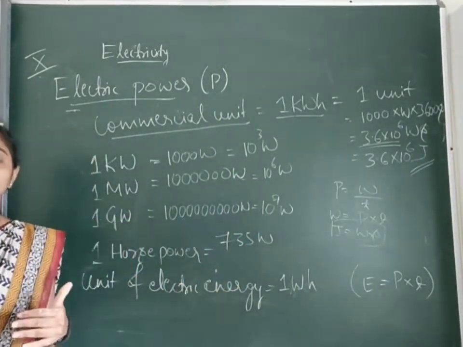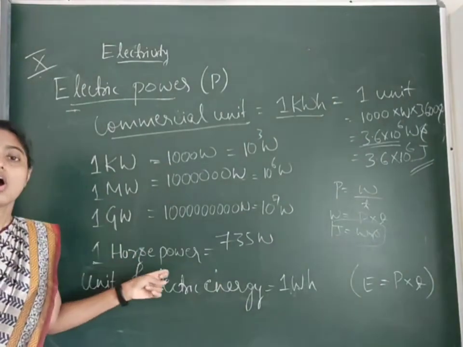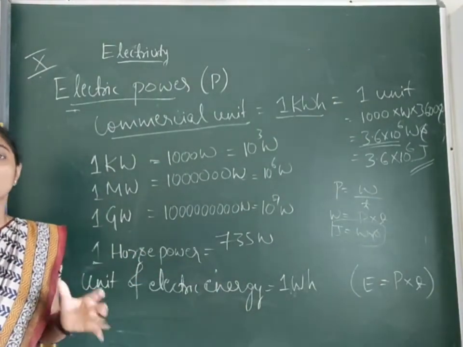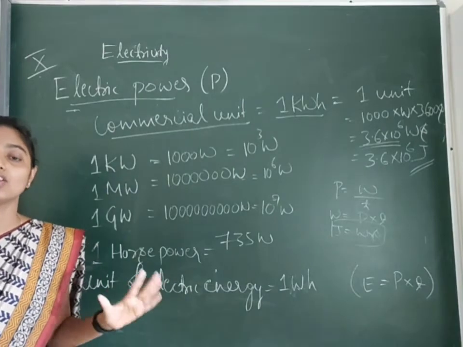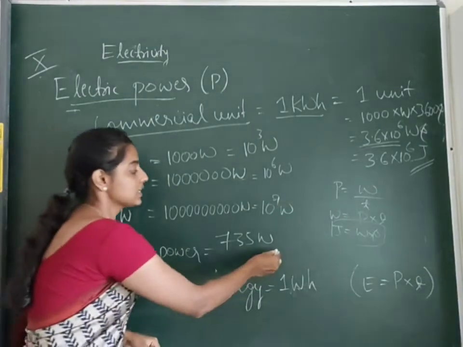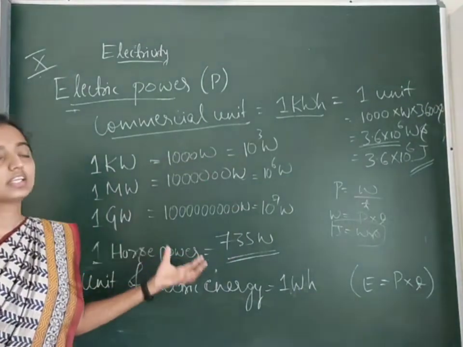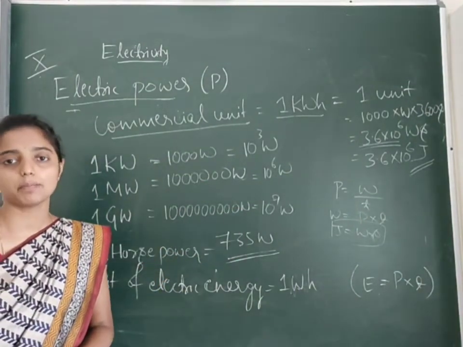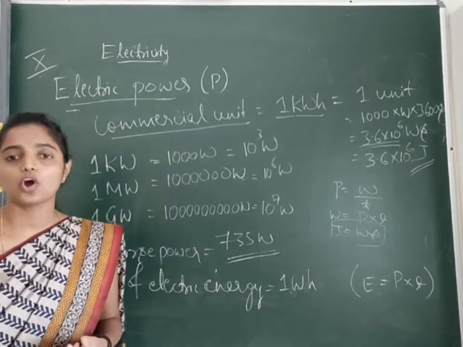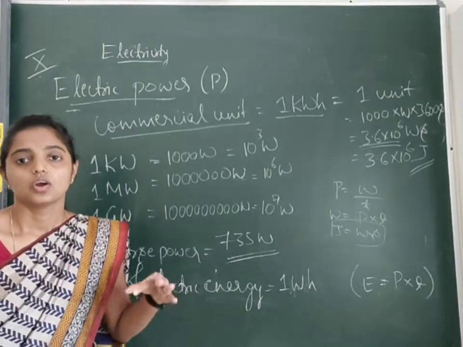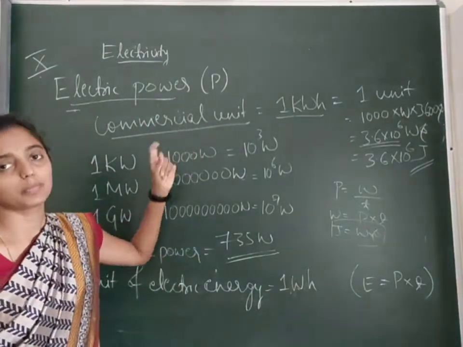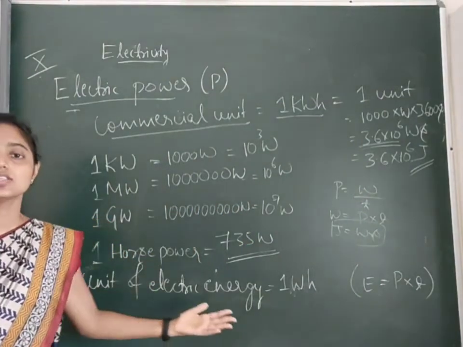Power can also be expressed as 1 horsepower, and the value of 1 horsepower is nothing but 735 watt. In different fields, they will use different kinds of units to express power. So usually in our problems we'll be using watt. The expected question is the commercial unit, and apart from this you need to remember.